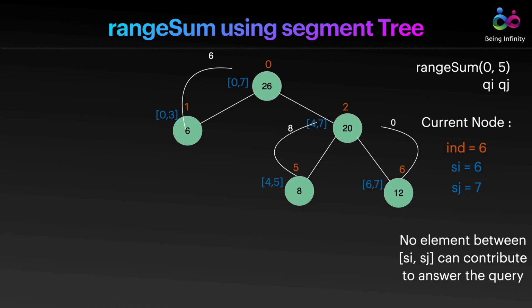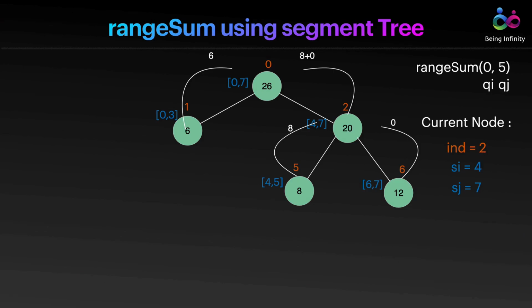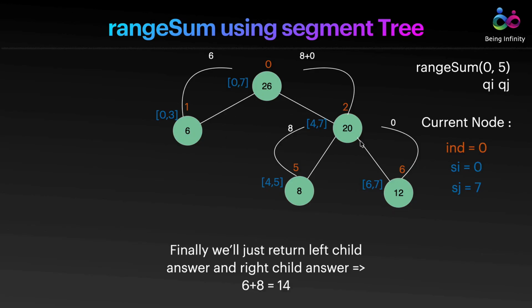What should 20 do? 20 is saying, I got left answer, right answer. I'm returning you the sum of it. And what should 26 say? 26 was expecting left answer, right answer. It has got it now. It can say my answer is 14 directly.